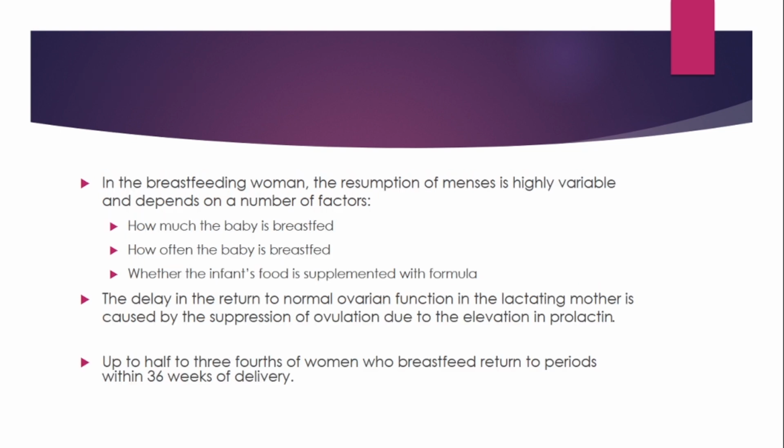In the breastfeeding woman, the resumption of menses is highly variable and depends on a number of factors. How much the baby is breastfed, how often the baby is breastfed, whether the infant's food is supplemented with formula or not. Then the delay in the return to normal ovarian function in the lactating mother is caused by suppression of ovulation due to the elevation in prolactin. Up to half to 3/4 of women who breastfeed return to periods within 36 weeks of delivery.